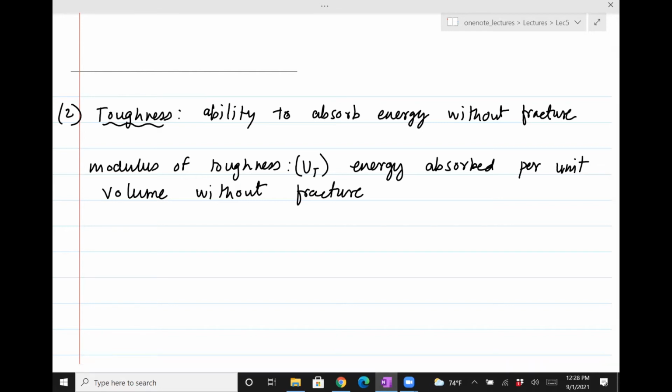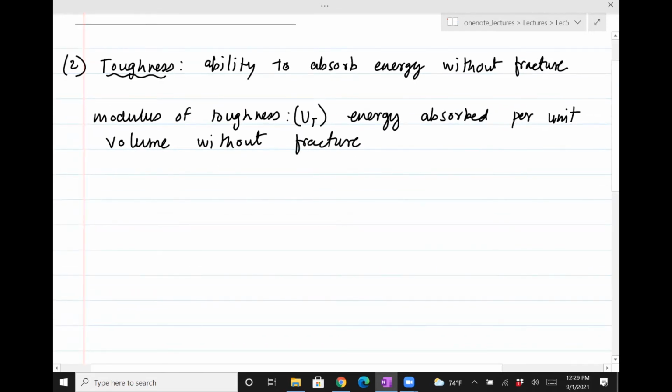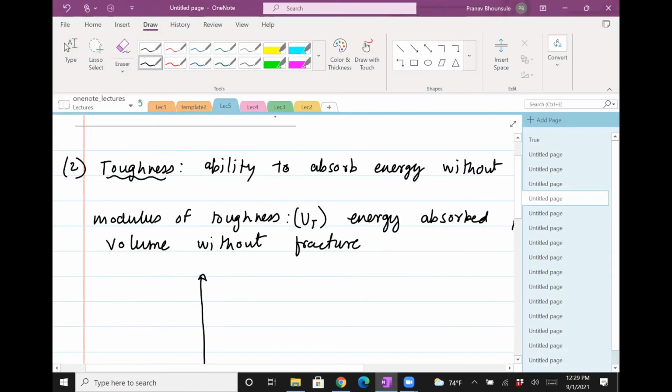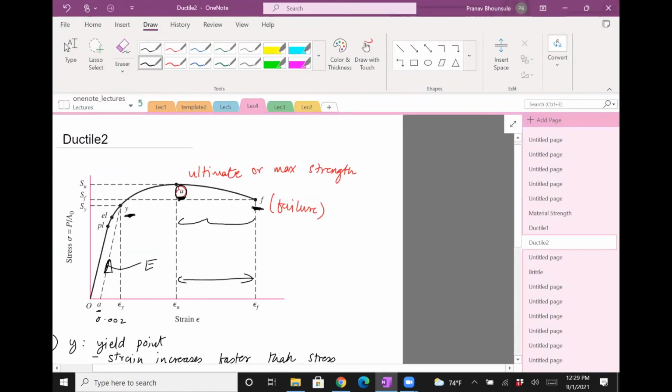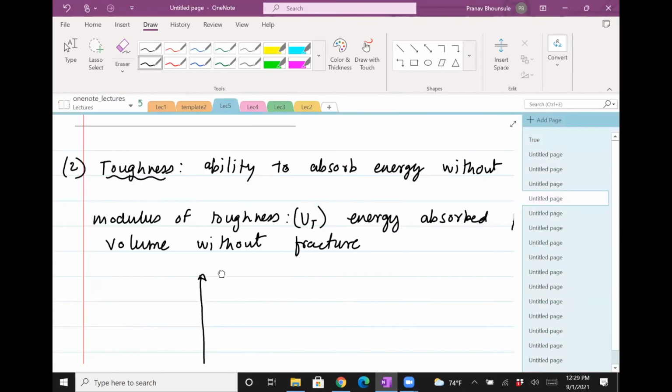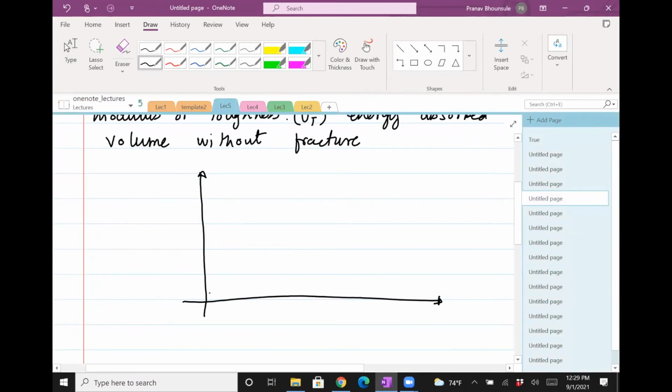So just like the previous one, you look at the stress strain curve, but not at the yield point, you look at the fracture point. So let's draw the stress strain curve. That's the fracture point. So I need to draw that curve up to the fracture point. It goes up to the maximum and it dips down. And so this point is our fracture point.